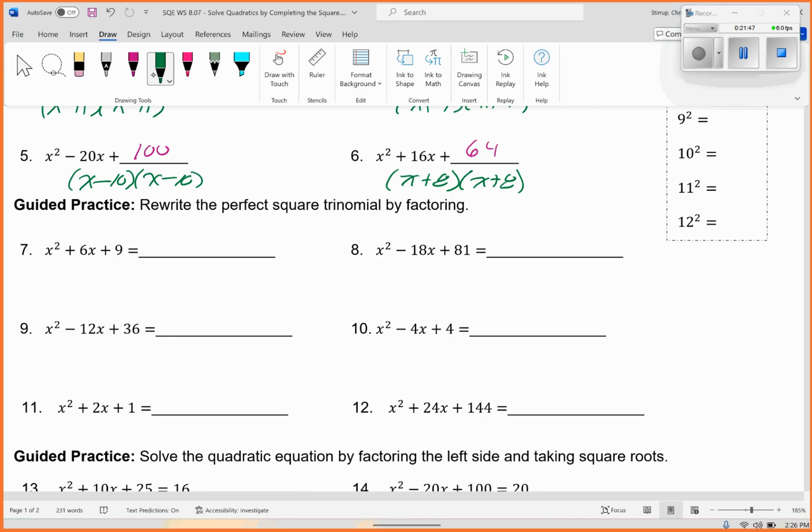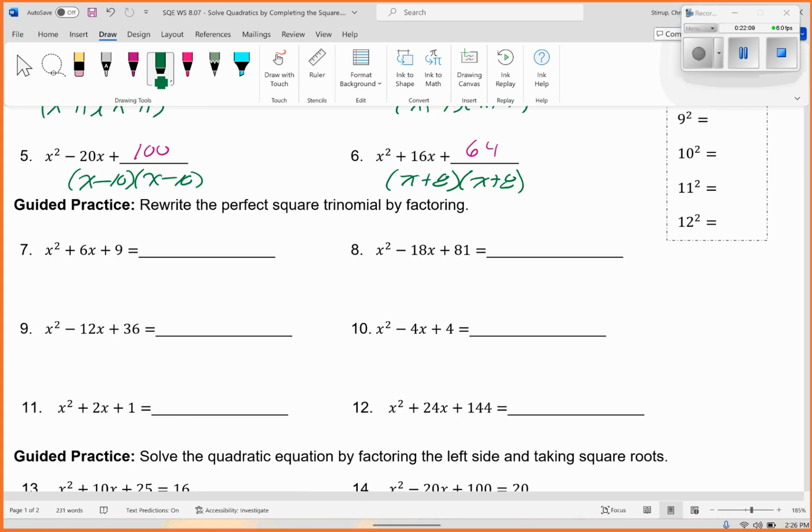What's half of 18? 9. What's 9 squared? 9 squared, not square root. 9 squared. 9 times 9. Okay? Ready?